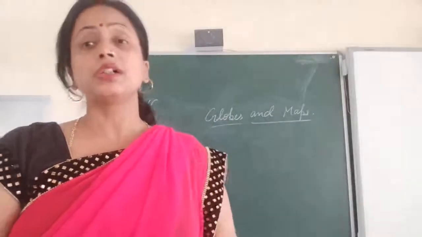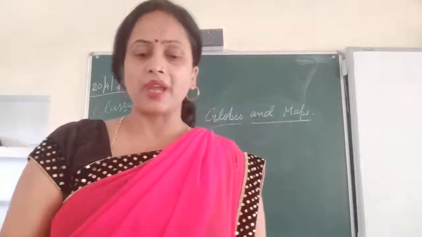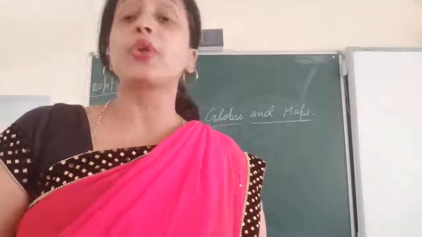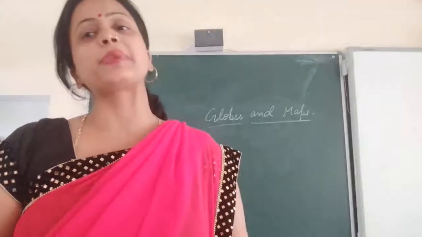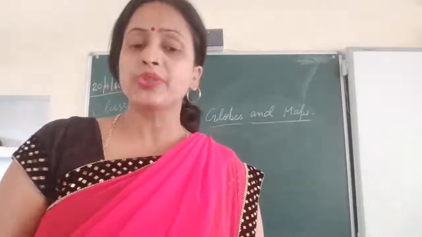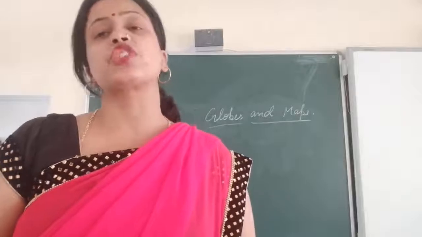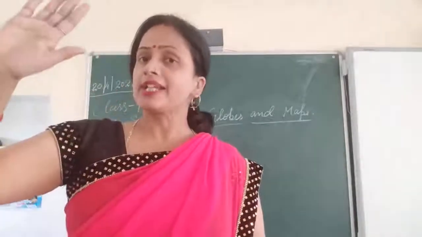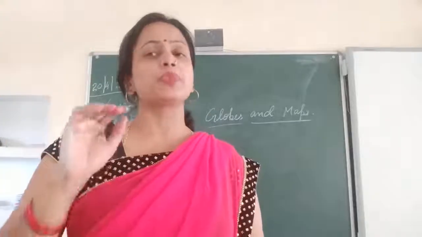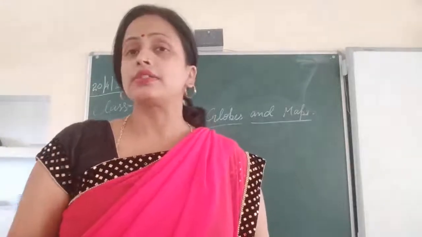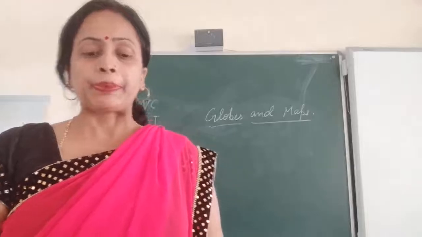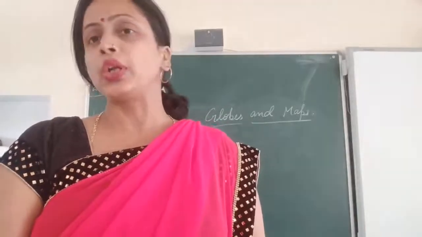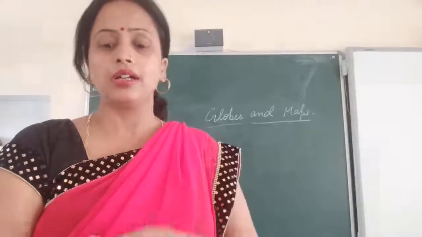So we will learn today about the globe and map. What is a map? Map is a representation or drawing of the earth. It also represents the earth or a part of it on a flat surface such as a paper. It is a flat surface of a paper which represents the earth. So today we will learn about the map and globe which represents the earth.